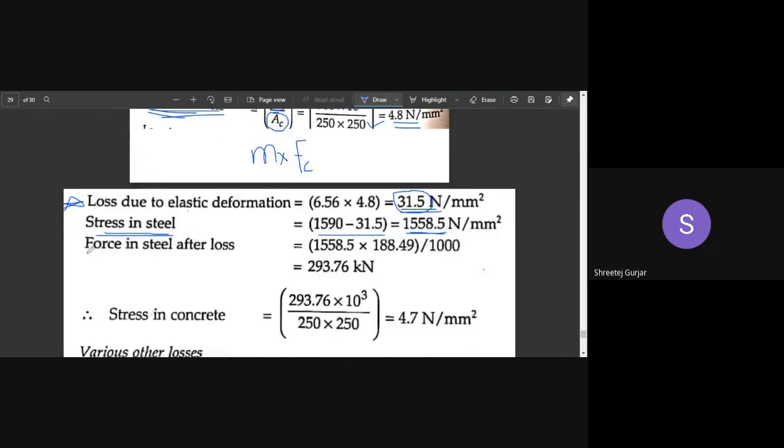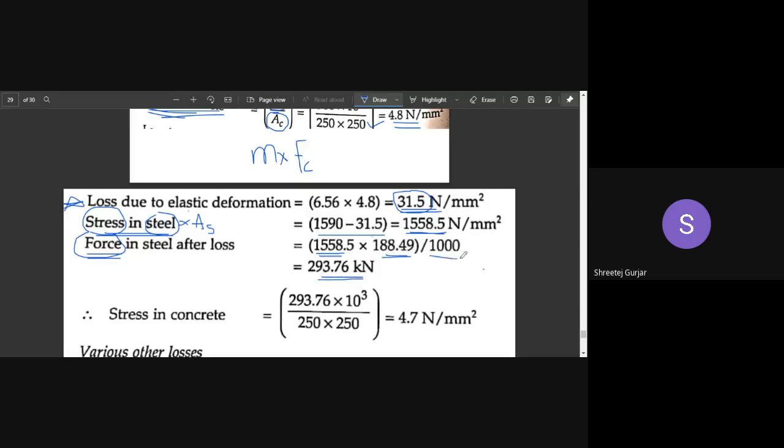Now, what is the force? We have got the stress. Now we want it in terms of force. So how do we convert this stress to force? Multiply the stress by the area of steel, because we are dealing with steel. So we have to multiply the stress that we have calculated now by the area of steel. So we had calculated 155.8, and this multiplied by the area of steel gives you this.